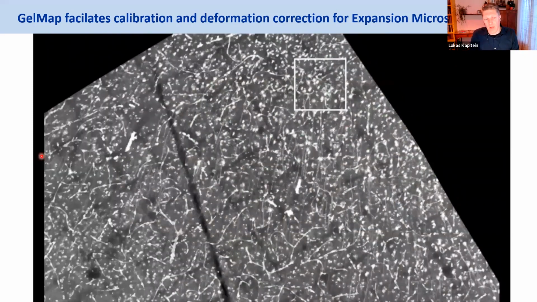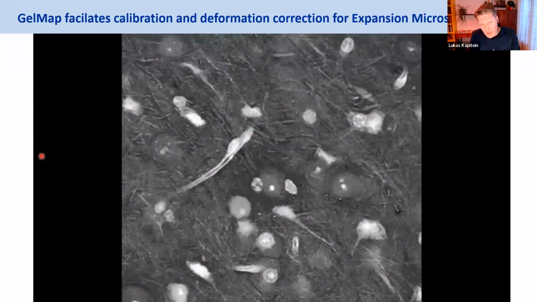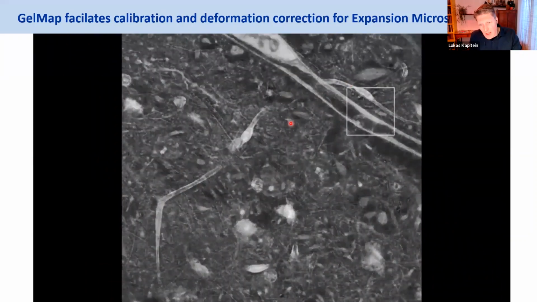Then we can zoom in, and we can really see the blood vessels, and all the neurons within this piece of tissue. We call this method GelMap, and it facilitates both calibration, measuring the expansion factor, and the correction of deformations in expansion microscopy.